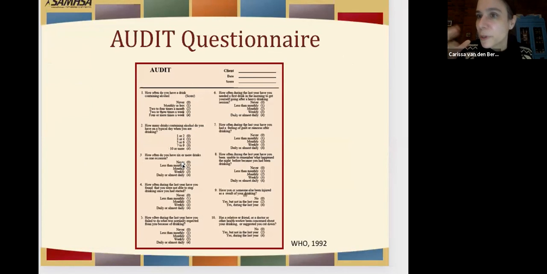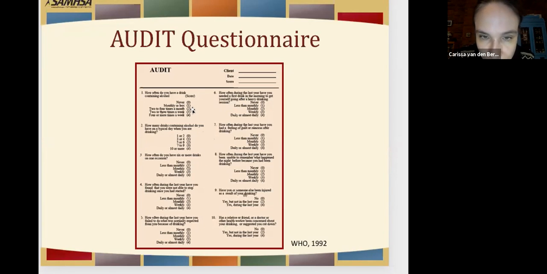And this is where you can show a card. How often do you have 5, 6 or more drinks on one occasion? How often, during the last year, have you... and it goes on, but there are also other kinds of questions that really get at problems related to drinking, like having a first drink in the morning, after heavy drinking. That's a really high risk sign.